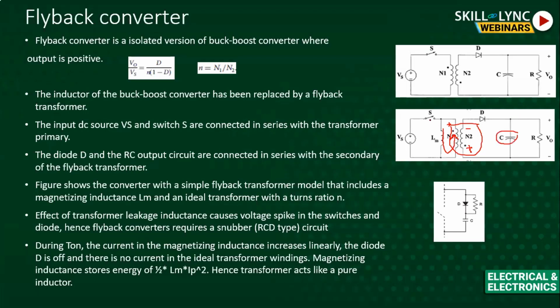What will happen when the switch is getting off? The current will try to continue in this direction. Then the dot terminal will become negative, and this will be positive. As this becomes positive, this diode will be forward biased, and the load current will be taken care of by this inductance. So this operation is very interesting.